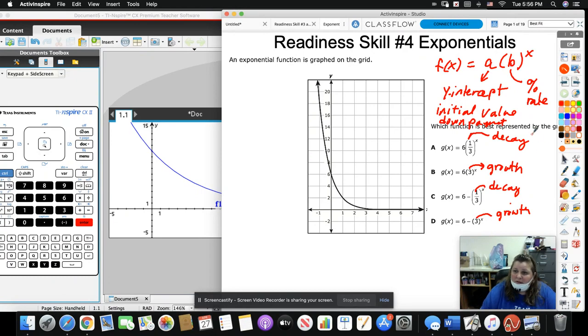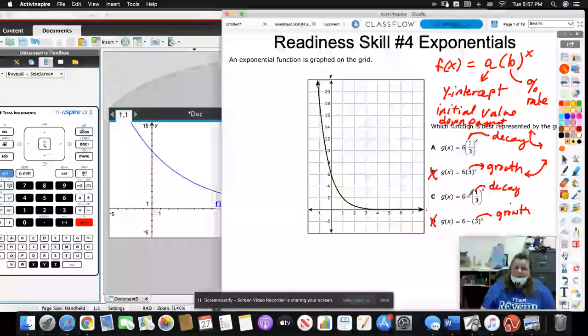Now, decay starts off really big and gets really small. Growth starts off really small and gets really big. So if I'm looking here, I can see this starts off really big and gets really small. So it's got to be one of the two decay models. So the two growth models are out. Growth would start small and get big.